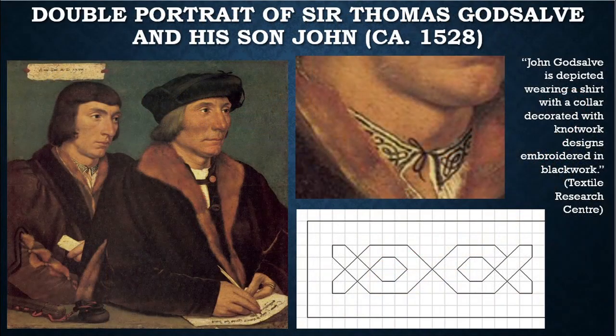Going on into 1528, here is a double portrait of Sir Thomas and his son John. And the son John, you can see right at the collar on the neck, he has blackwork embroidery, and I have recreated the pattern that I see on the collar.